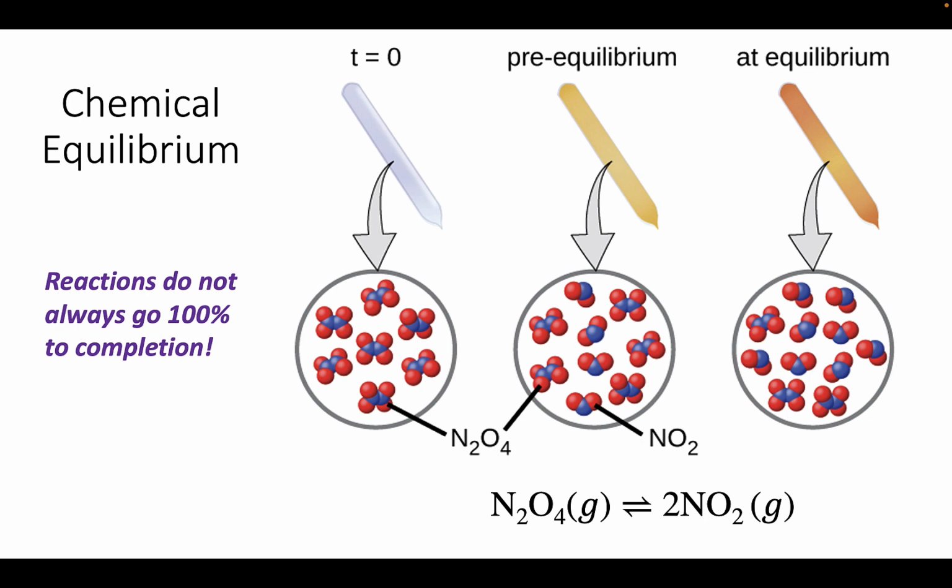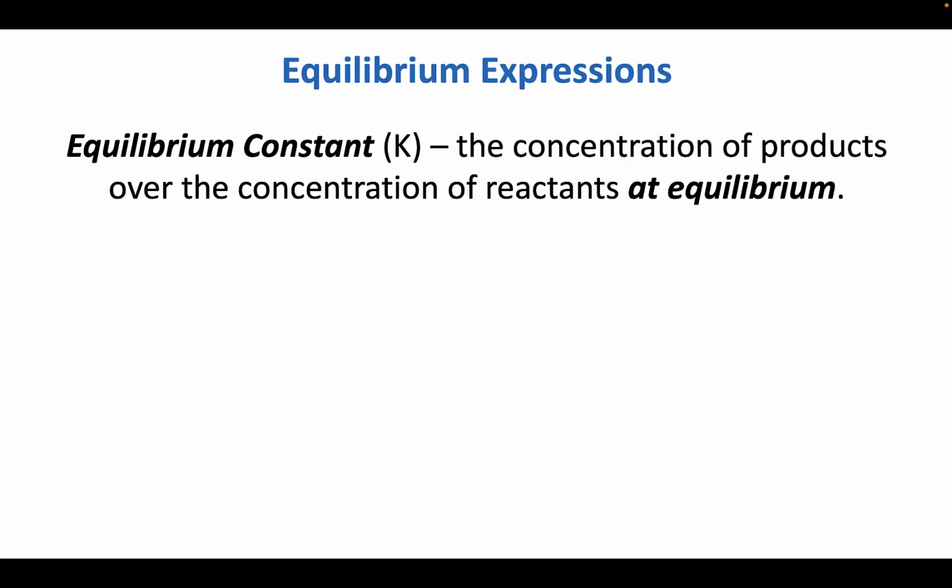This balance is going to be different for every reaction. It's not going to be 50-50, but what's key is that there is some balance between reactants and products, and we need to be able to mathematically determine what this relationship is, and it applies to many, many, many chemical systems. Okay, so how do we determine the concentrations of products and reactants at equilibrium?